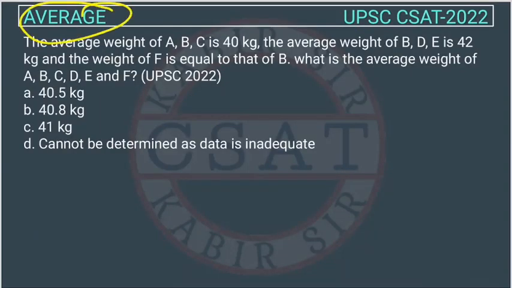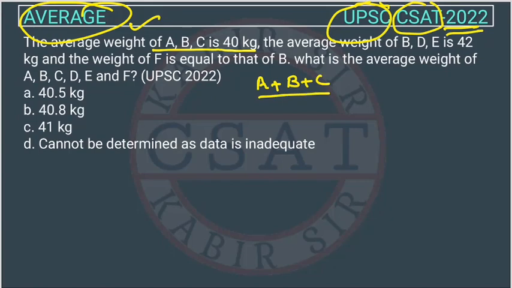This is a question of average asked in UPSC CSAT exam 2022. The average weight of A, B, C is 40 kg. So what is given? The average weight. This is the formula of average weight, and this is equal to 40. So A plus B plus C will be equal to 120, right?